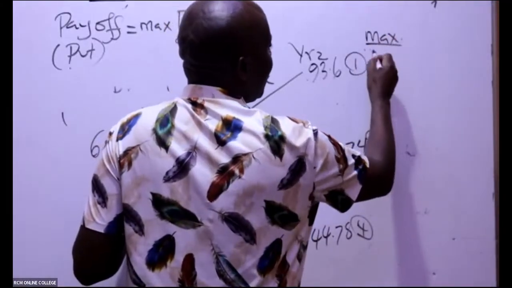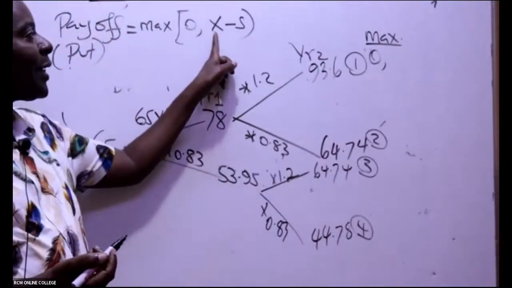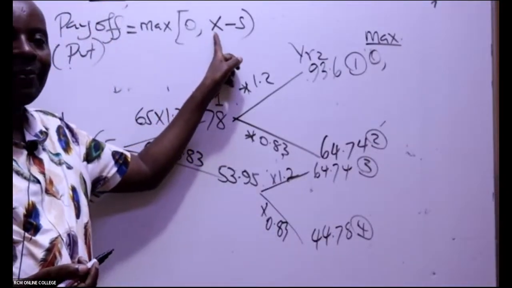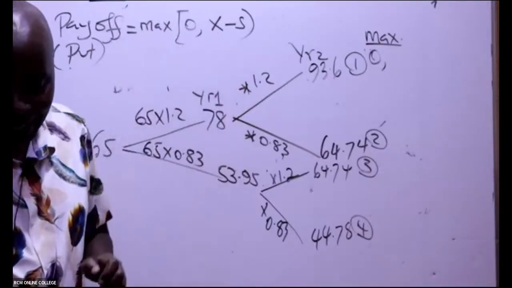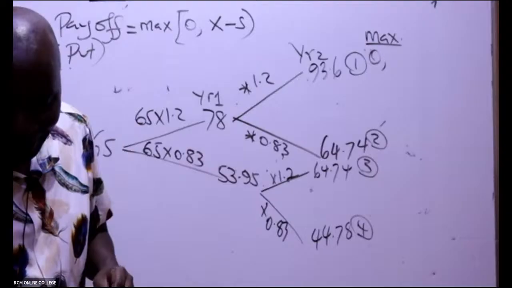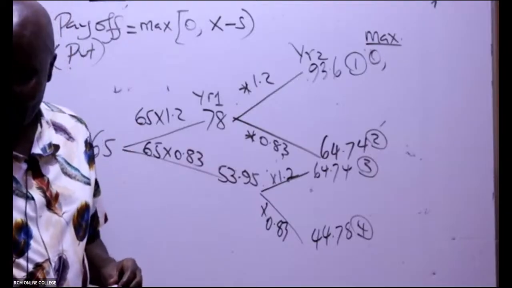Maximum between what here? 0. In this question, ladies and gentlemen, have they given us the exercise price? Is there somebody in the requirement? Is there anybody who is able to see the exercise price?